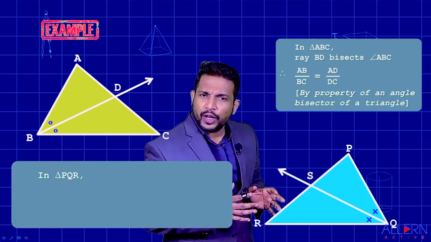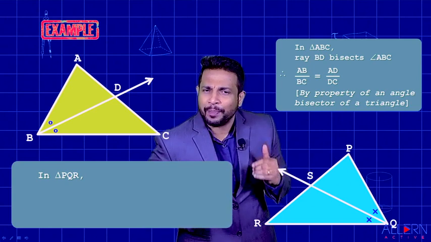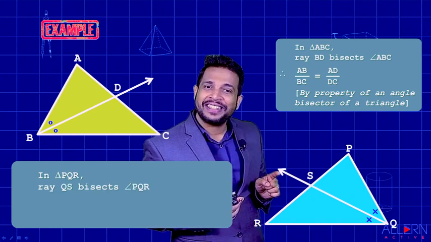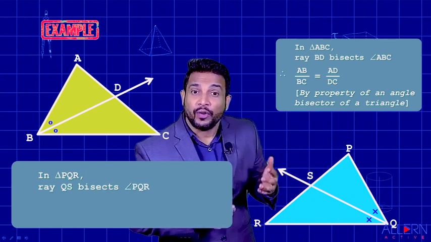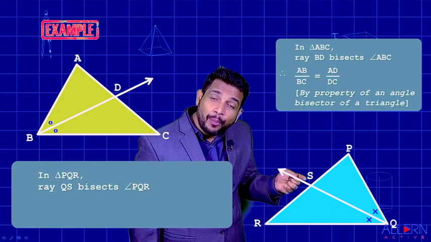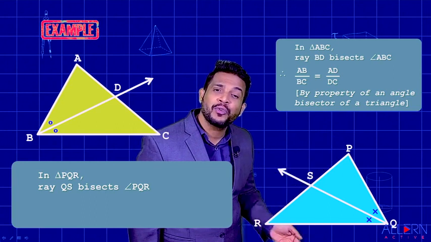Now, look here. Again here in this triangle, do we have an angle bisector? Yes. So, can we apply the property? Yes, we can. So, let's apply it. So, right, in triangle PQR, ray QS bisects angle PQR. So now we get the ratio. Start from P. If you start from P, it would be PS upon SR is equal to PQ upon QR.